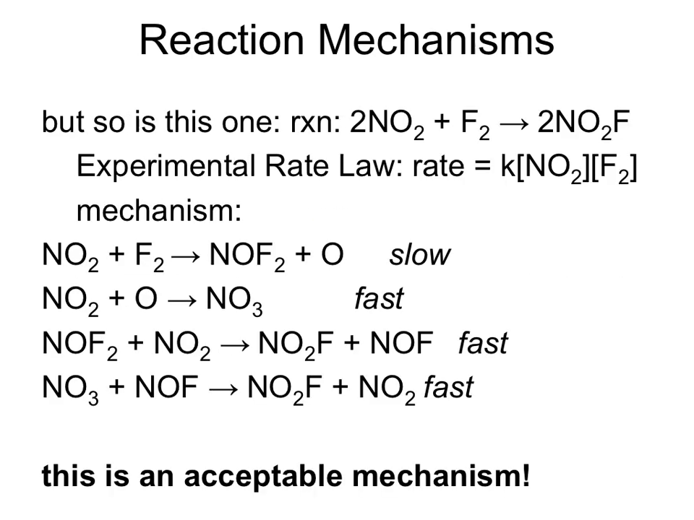In that same thought process, okay, this reaction mechanism is also considered an acceptable mechanism or a plausible mechanism. Okay, these steps all sum to the overall equation. Okay, and the slow step, if we write out the rate law for this specific step, we end up with the same rate law as what we see in the experimental rate law.